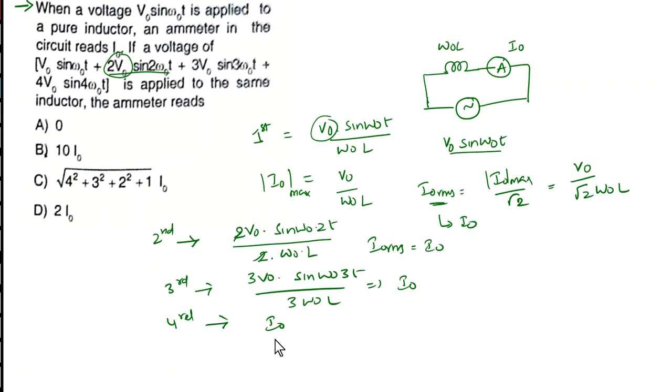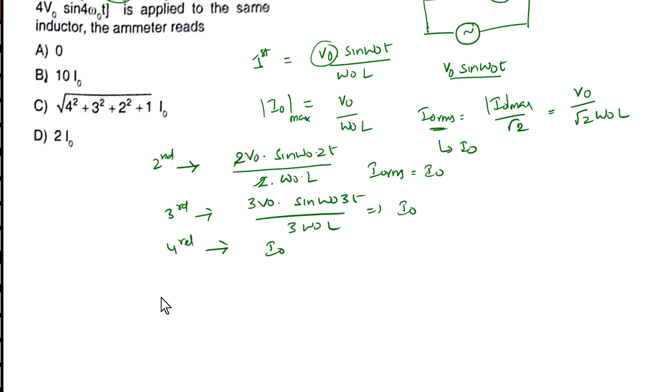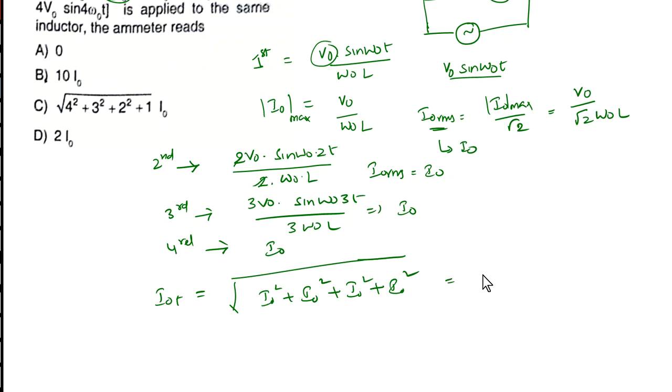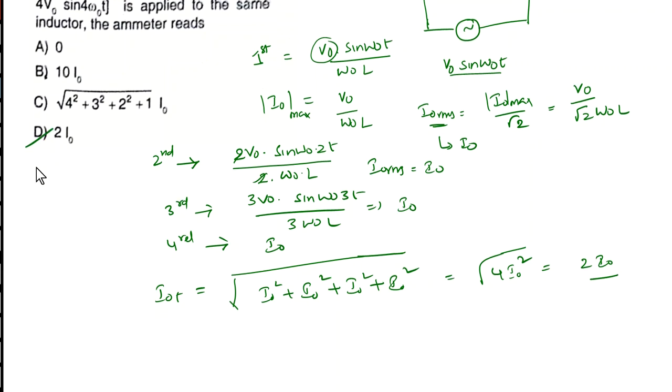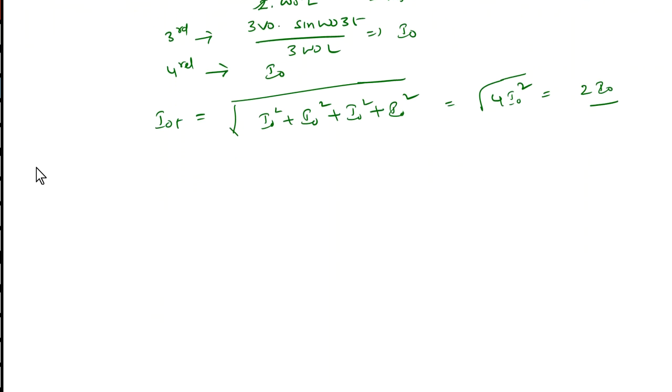Now the overall RMS value. I naught total is equal to the square root of I naught square plus I naught square plus I naught square plus I naught square. That implies the square root of 4 I naught square, that implies 2 into I naught. So D is the right answer for this question. Let's move to the next question.